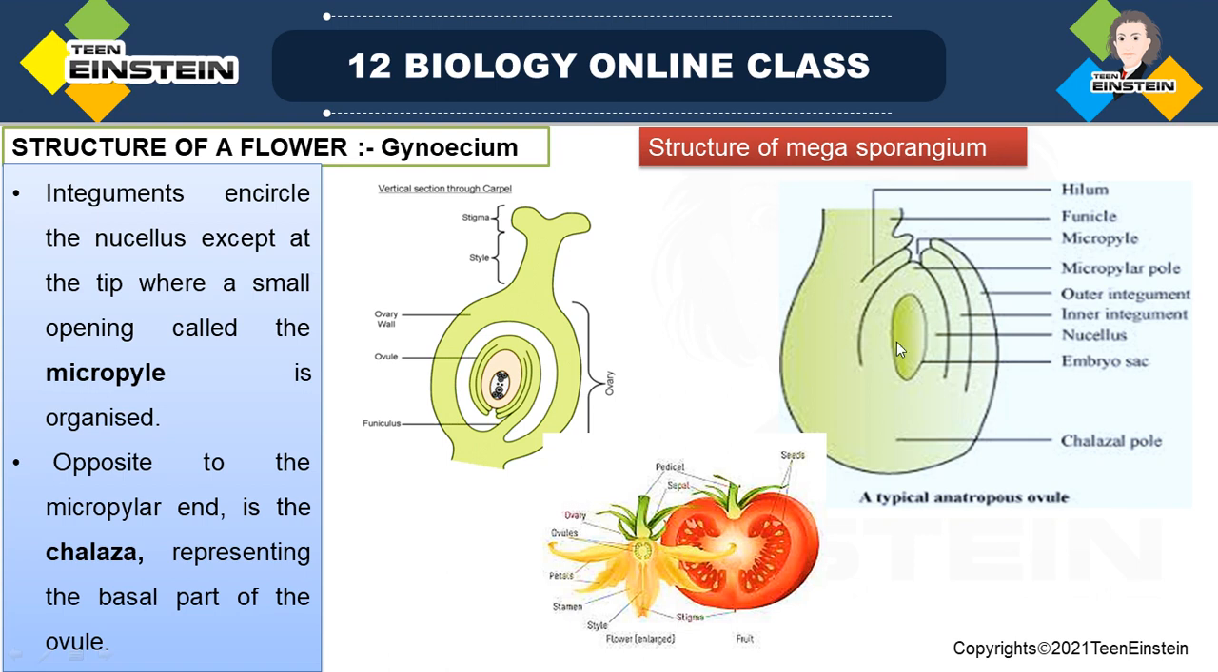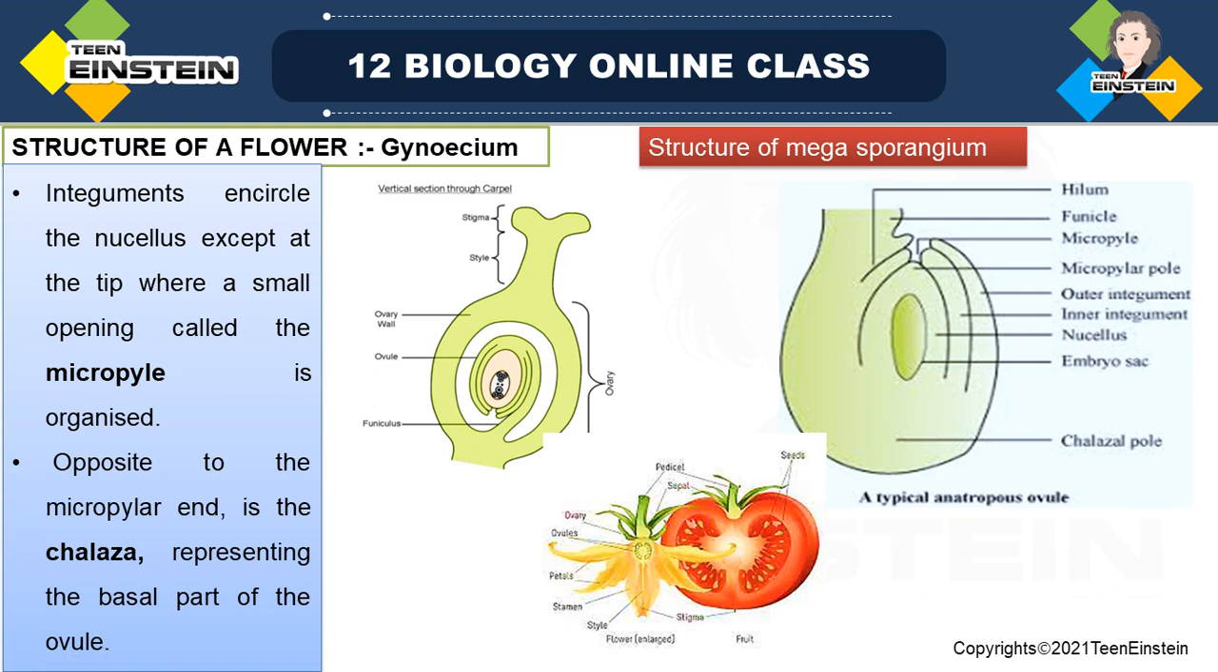Here you can see the embryo sac. This embryo sac is located in the nucellus. Why is the embryo sac located in the nucellus, and why is the nucellus composed of nutrient cells? Because the developing embryo gets nutrients from the nucellus. So it has a nutritive function.